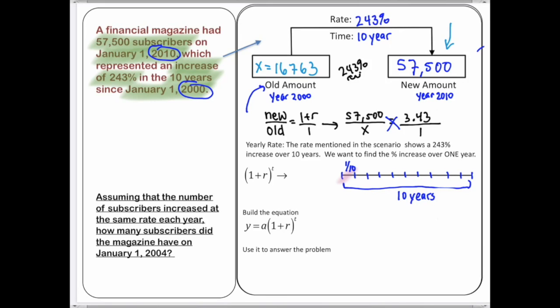And so filling things in, the time we're going to want to figure out is going to be 1/10. And the rate is going to be, we have to have it in decimal form, 2.43. So plugging everything in, we're going to get 1 plus 2.43 raised to the 1/10 power. And that's going to give us this guy right here.